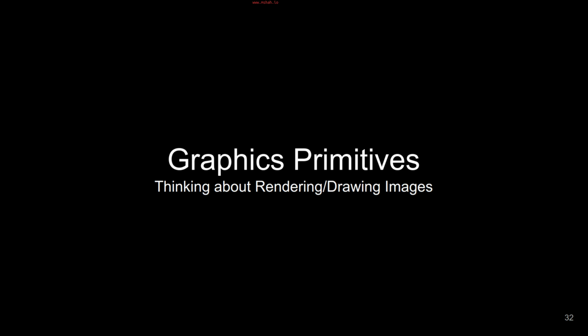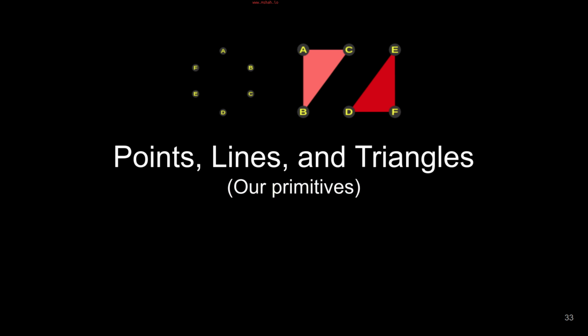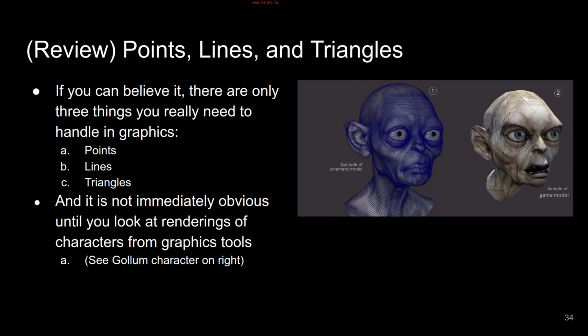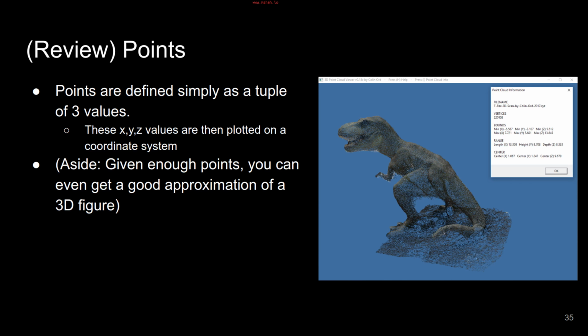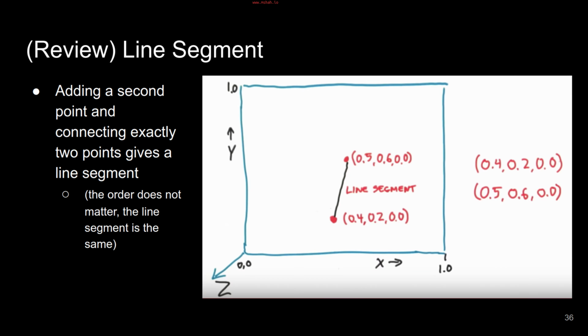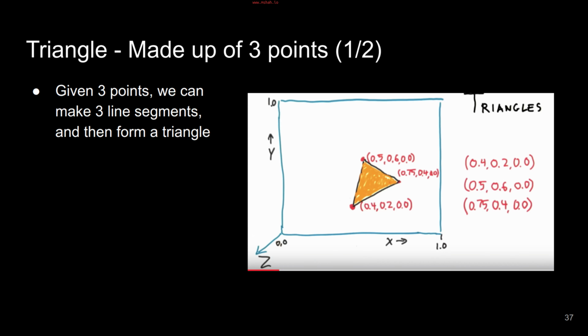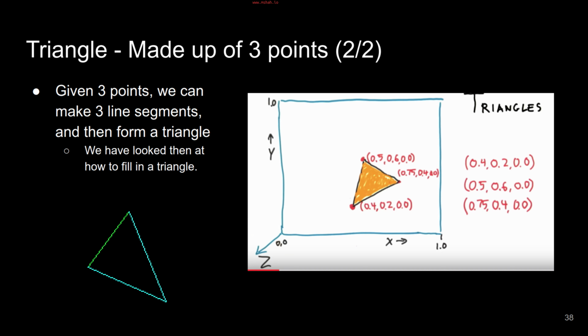Okay, so this will be a little review from last time. I'm just going to fly through this. Recall last time we talked about points, lines, and triangles that make up our scenes. Very simple primitives, but they can be used to approximate nearly any shape that we have here. This is all review from last time, and then we talked about rasterization.